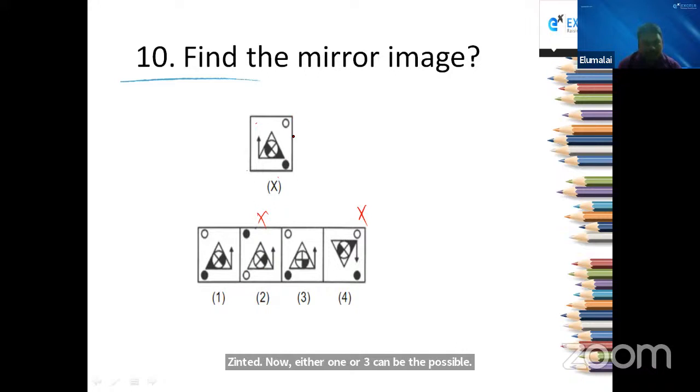So here, this triangle, this portion is shaded here. So in mirror image, this portion will be shaded. So based on that property, here it is shaded. It is not at all shaded anywhere in this, right? So this is not same as the original one. So option 1 is the correct answer.